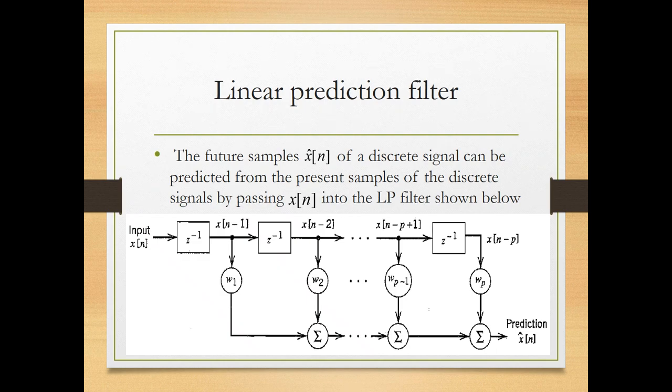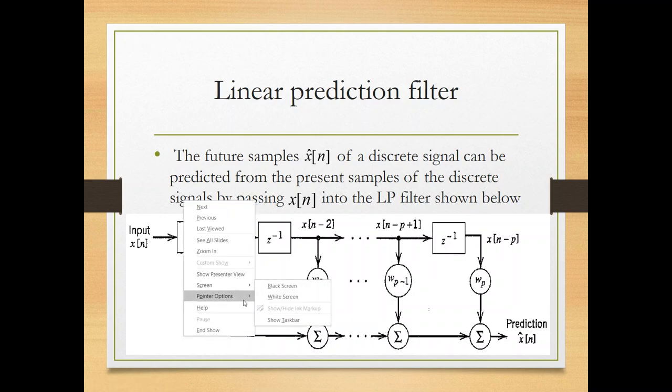So basically, in simple terms, the future sample, which we denote by x hat of n, the future predicted sample, can be predicted from the present samples of the discrete signal by passing x of n into the linear prediction filter shown below. As you can see here, we have a filter, and this filter is composed of delay elements. These square blocks here are basically delay elements.